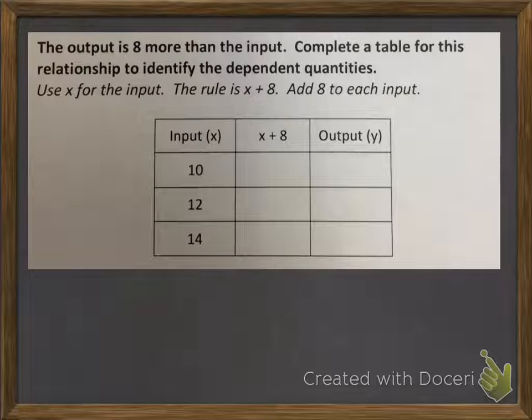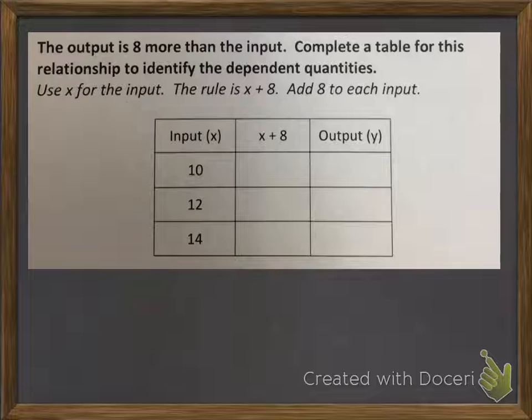So let's look at this one. The output is 8 more than the input. Complete a table for this relationship to identify the dependent quantities. We will use x for the input. The rule is x plus 8, which means we will need to add 8 to each input value.